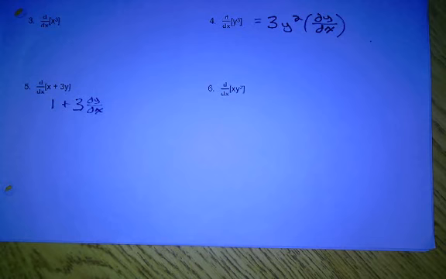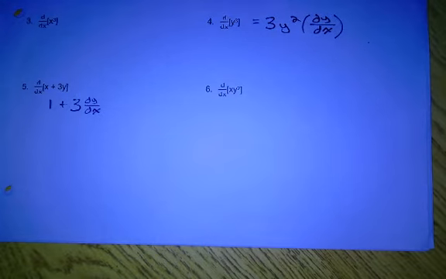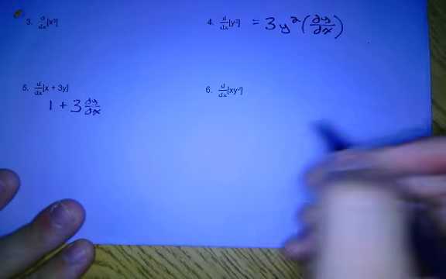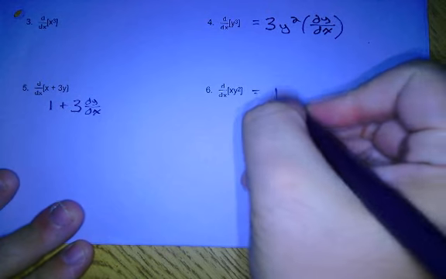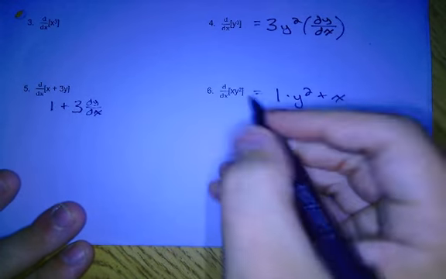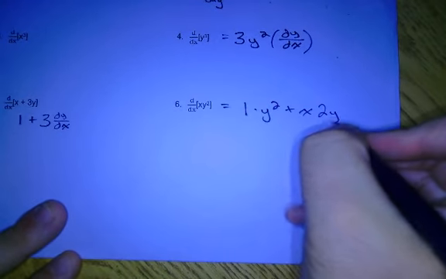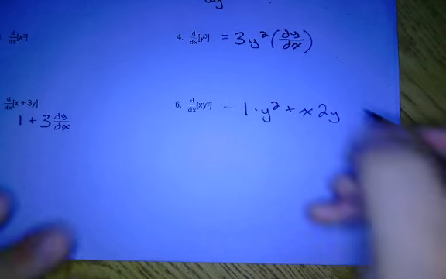Anyway, let's move on to number 6. So, x times y squared. What kind of rule is that? It's product rule. Awesome. So what's the derivative of the first? It's 1 times y squared plus the first. What's the derivative of the second? It's 2y dy dx. Got to tag it.